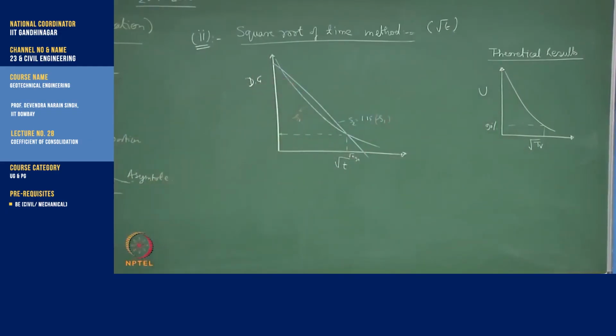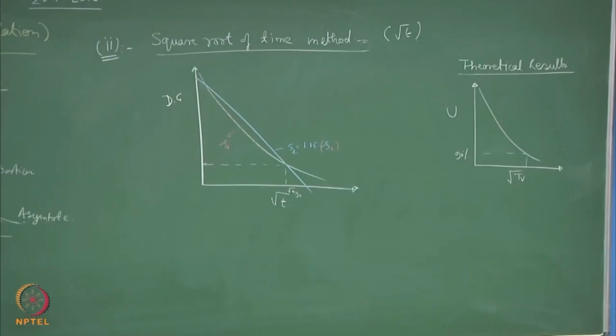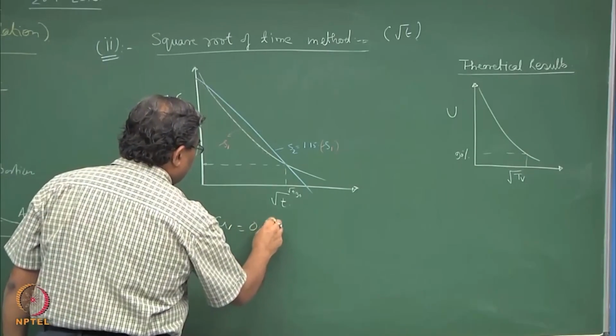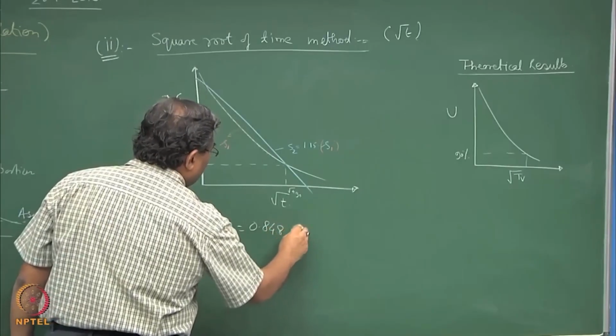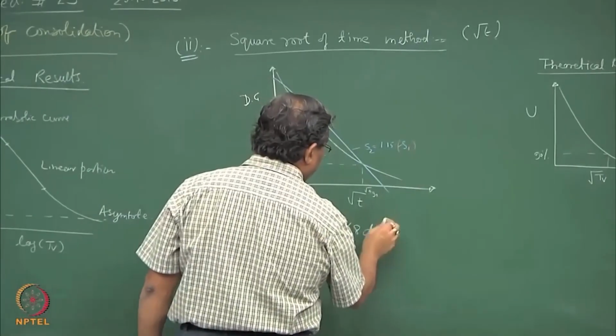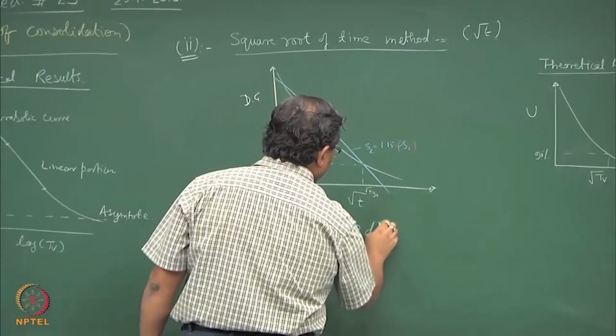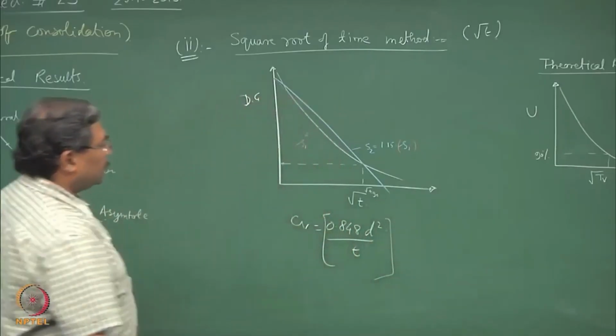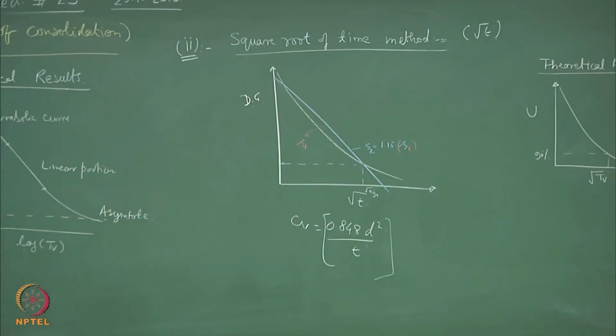For 90% consolidation, the CV comes out to be 0.848 into d square upon t. So, this is a relationship which can be utilized. So, these are the two methods from where you can get CV value.